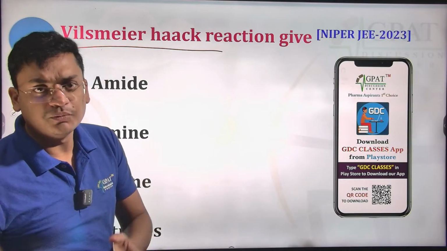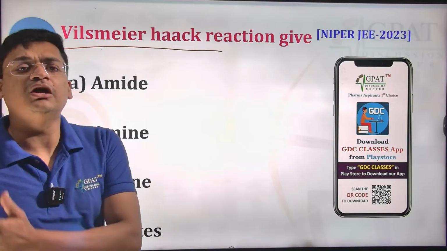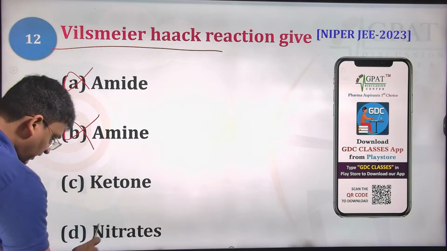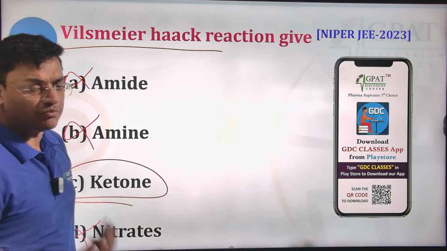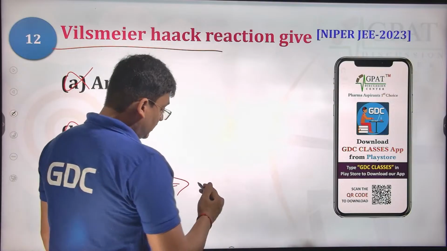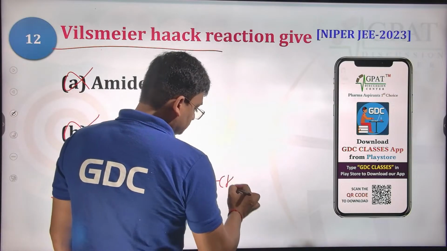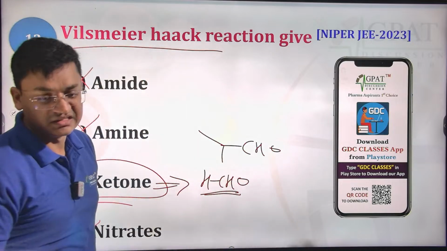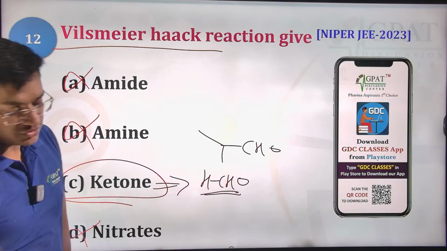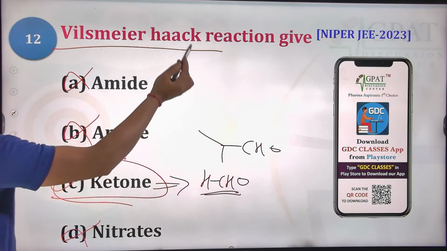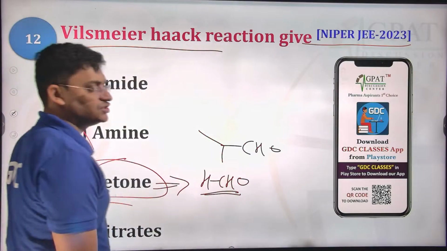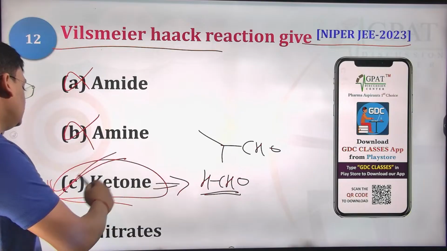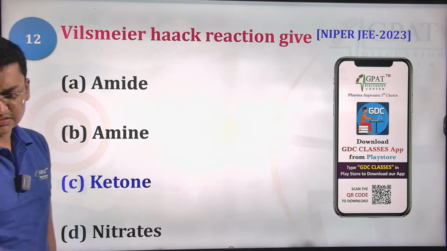In general, it could be a formyl group or a ketone group as well. So it's not for the amide, not for the amine, not for nitrates. It could be a ketone. Basically, it's a carbonyl group, and most preferably it is a formyl group, that is HCHO, meaning a CHO group gets added to the aromatic ring system. So yes, it's a ketone. It could be a correct answer, since during the NIPER examination this question was asked and there was no option regarding the formyl group. So yes, it could be a ketone. C can be the right answer.